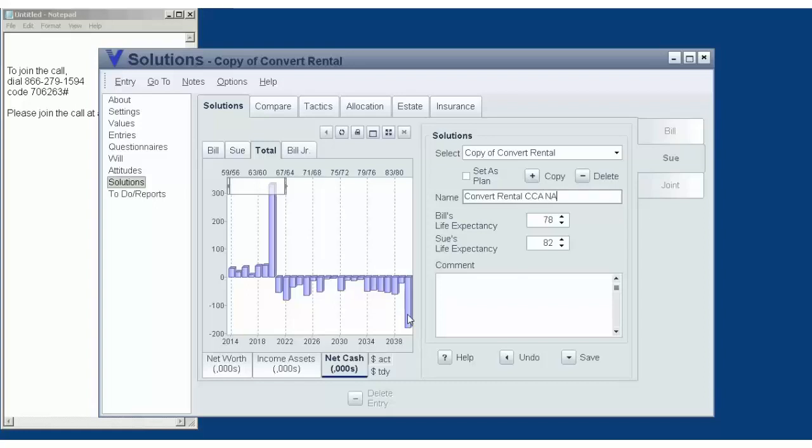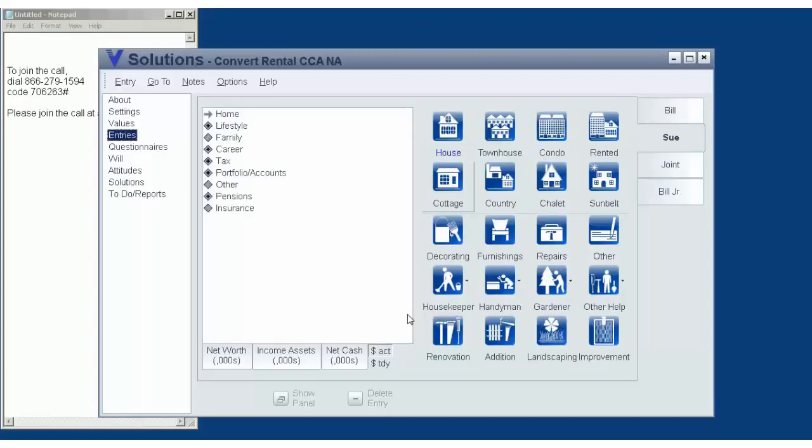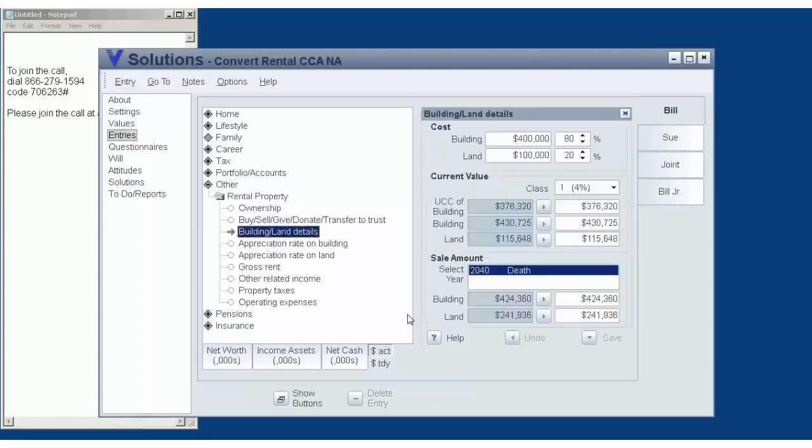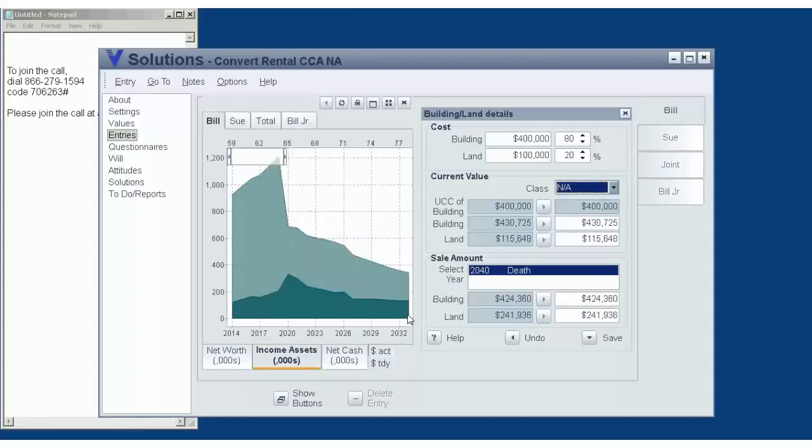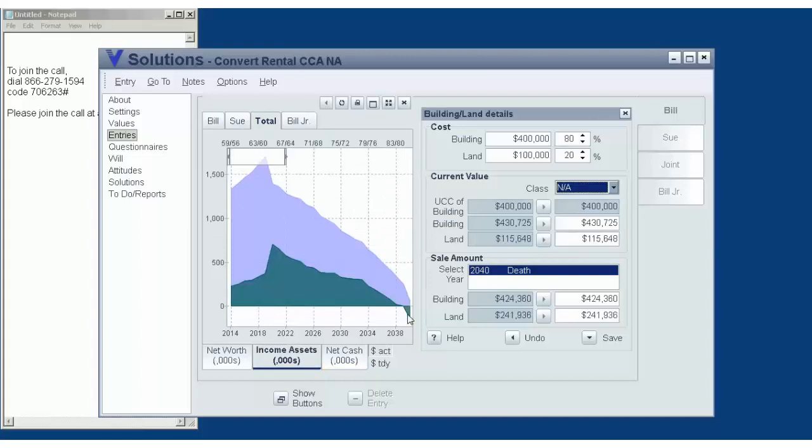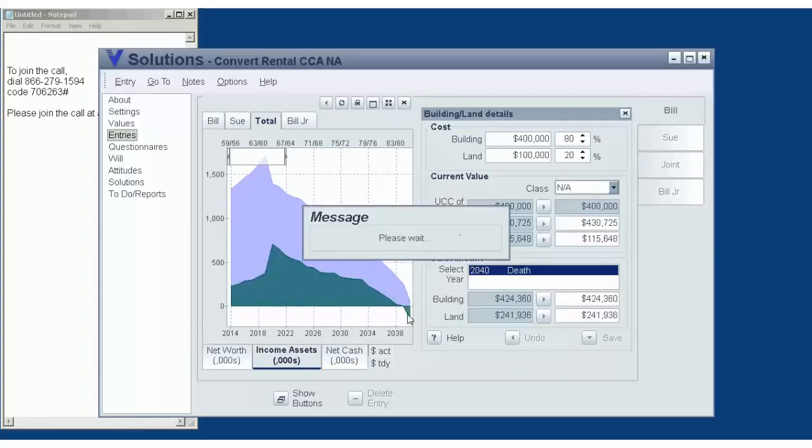So when I created this new solution, everything we did before in the last solution is carried over. The sale of the house is carried over. The additional lifestyle spending is carried over. Virtually all of that's the same. And then all I have to do to see the effect of not making a CCA claim is go back to the rental property, go to that building and land details, and instead of claiming 4% a year, I just open the list, click NA, meaning no, we're not going to claim it, and then click the save button. And then we get to see what the implication of that is.